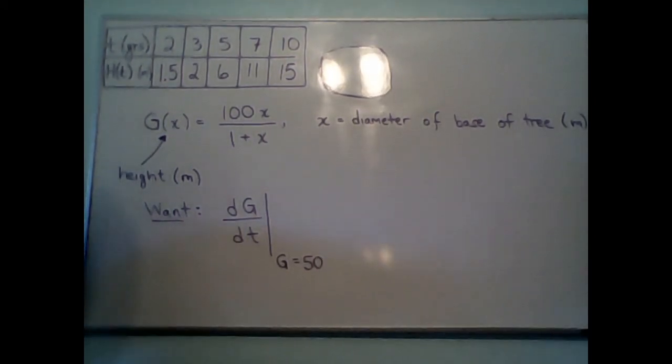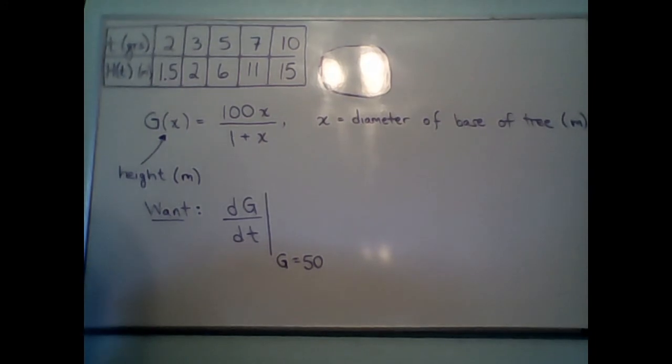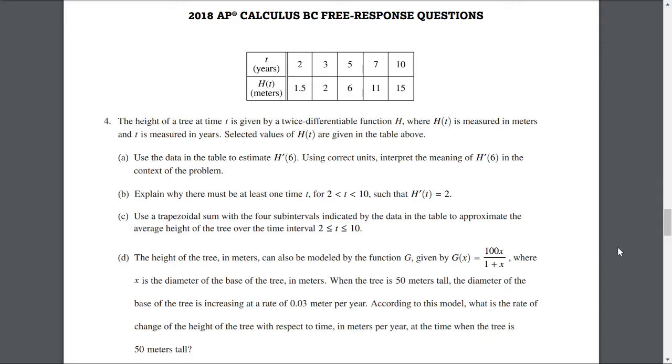And now we need to focus on the information that's given to us. Let me go back to the question. What it tells us in that second sentence is when the tree is 50 meters tall, the diameter of the base is increasing at a rate of 0.03 meters per year. Okay, let's try to write that down.